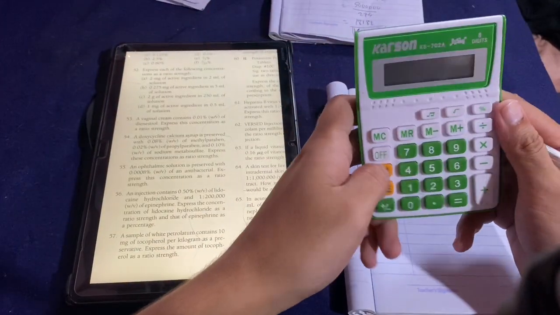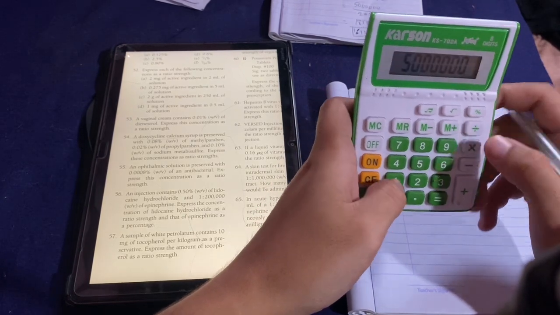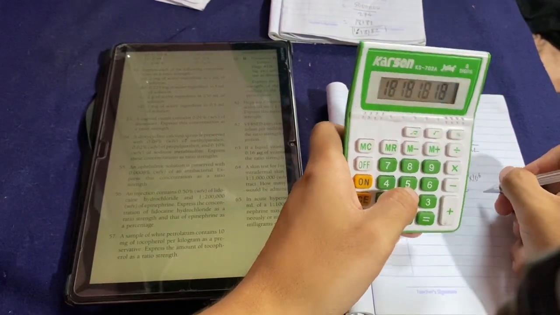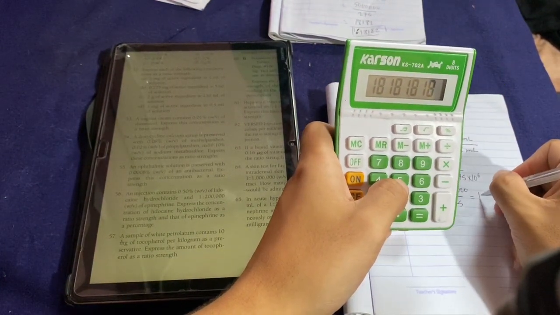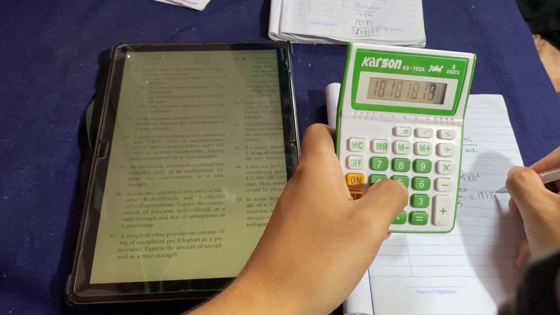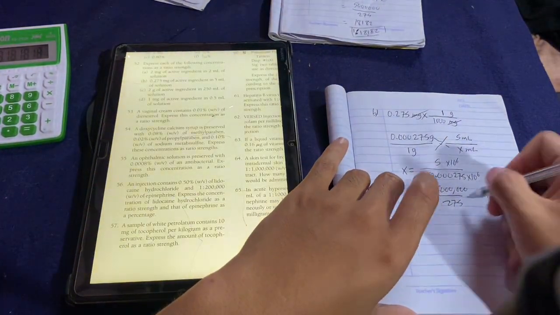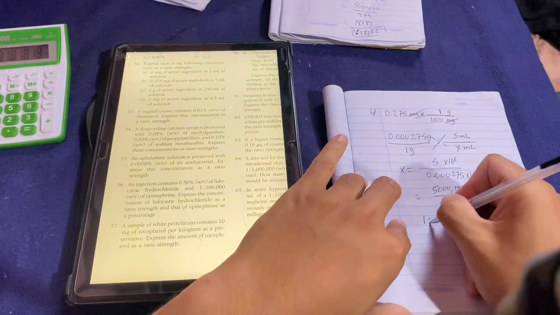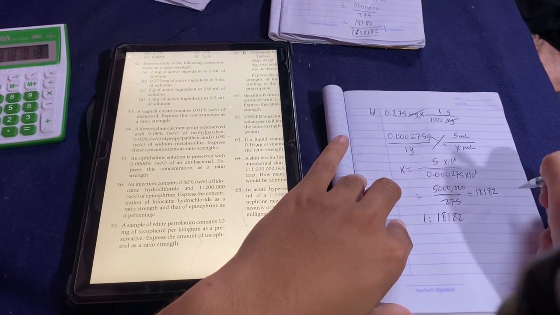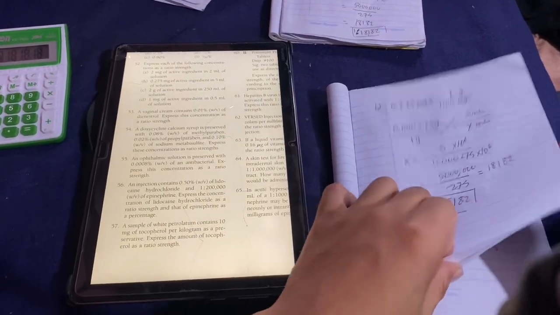So, in order to calculate, I'll use the calculator. 5 million divided by 275 is equal to 18,182. I rounded it off. So we can make the ratio, which is 1 is to 18,182. So that's our answer for B. Let's go to C.